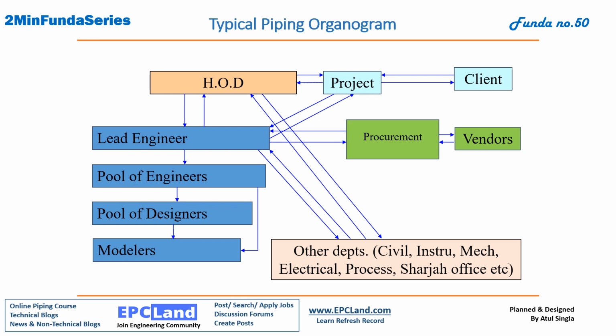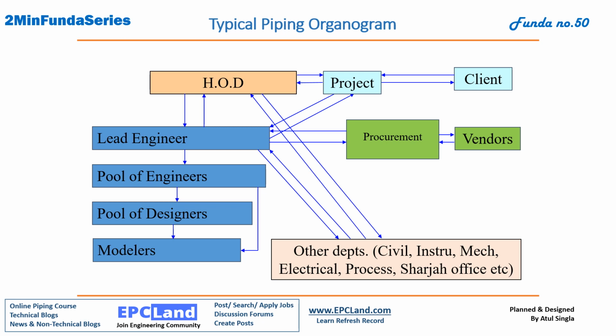So this is a typical piping organogram, the piping discipline. If you see, we have our head of department, lead engineer, a pool of engineers, then a pool of designers and modelers. Along with this, we'll have a look at how these team members are interacting with each other. HOD is directly interacting with the lead engineer, and the lead engineer is replying back to HOD. And HOD is responsible to interact with the project team, and the project team is dealing not only with the technical teams but with the client also. Now, the project team is interacting with HOD as well as the client. Along with these two major stakeholders, they are interacting with the lead engineer also.